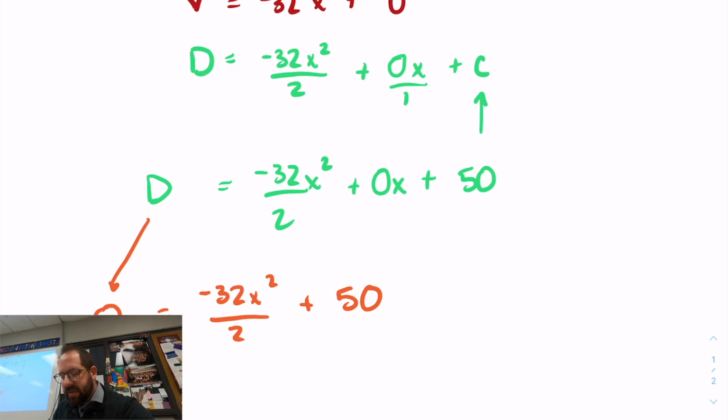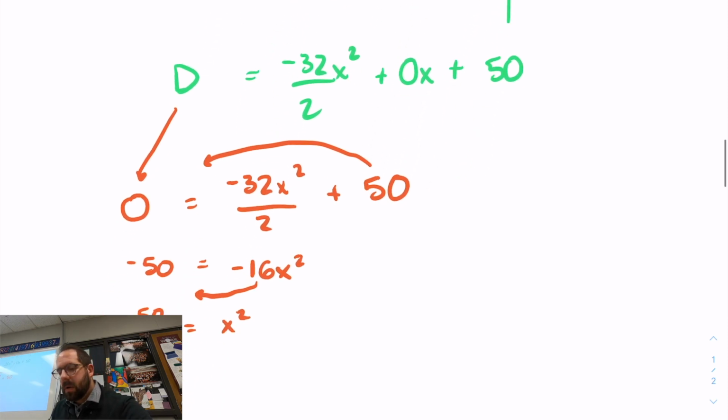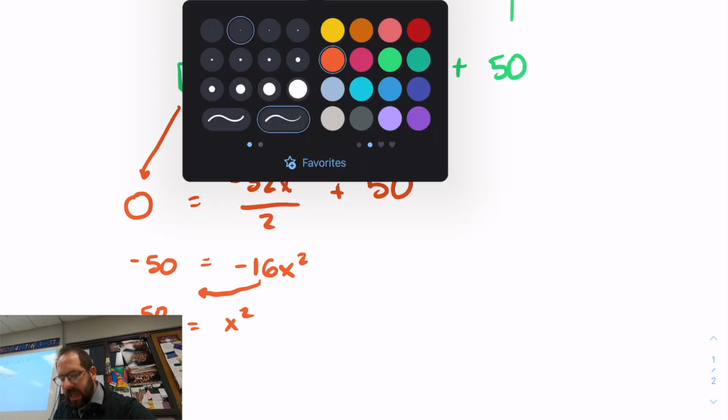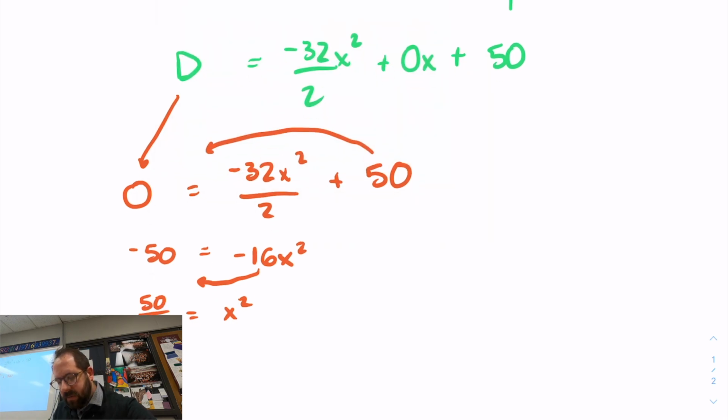To solve, you'd subtract the 50 across. I'm going to simplify these numbers a little bit. Right? So 32 divided by 2, divide by the 16. Negative 16 anyway. And then take the square root. And this will give me the actual time, and this will be plus or minus. This will give me plus or minus the time it would take for that object to hit the ground. So now, the square root of 50 over 16.